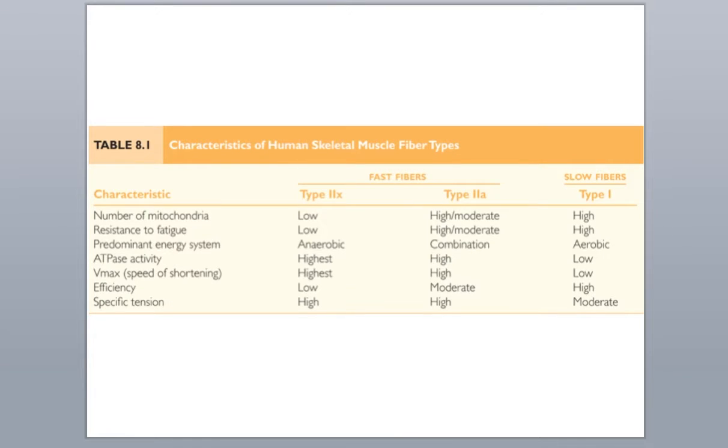All right, you can take a look at table 8.1, the characteristics of the muscle fiber types, and it describes fast fibers type 2X, type 2A, as well as slow fibers, type 1 fibers. Whew, that's a mouthful. So we've gone into this in detail. I won't go over this too much, but you can take a look at that and get some information from that as well.